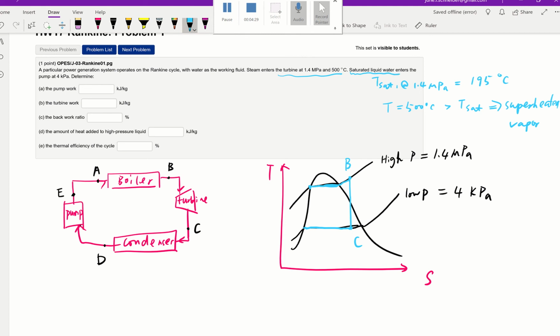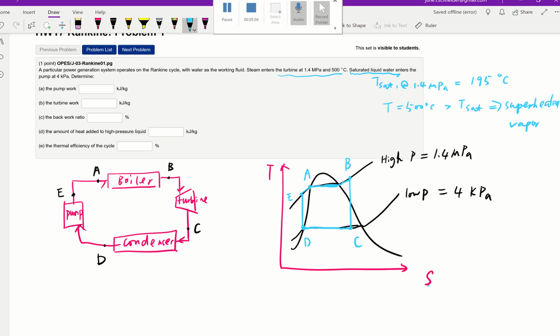It says saturated liquid enters the pump. Then that gives us a clue. That's going to be D right at the saturated liquid. Then we're going to go through the pump. Again, it's an isentropic process from the low pressure line to the high pressure line, jump up, constant S, isentropic. Then that's going to be our E, which is compressed liquid. From E to A is going to be the saturated liquid. Okay, so we have this graph that's going to be our Rankine cycle for this particular problem.